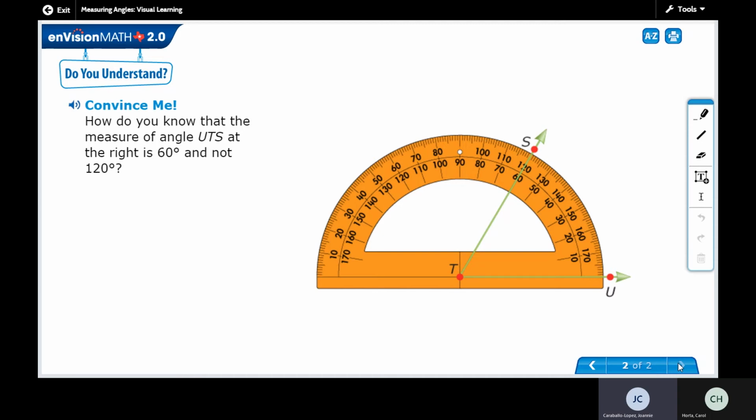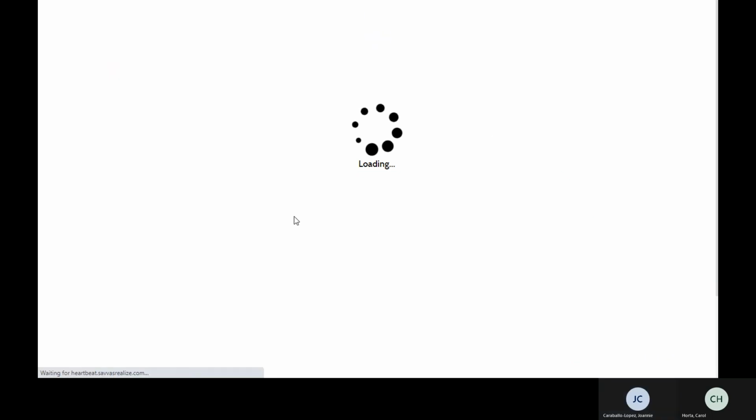Okay? So let me show you a trick. Typically, we start counting this way. If it was 120, this bottom line would be on this side. Then it would be what kind of angle? Obtuse. But because this line is over here, then we know it's what? An acute angle. Okay? Now let's go on to the next thing really quickly.